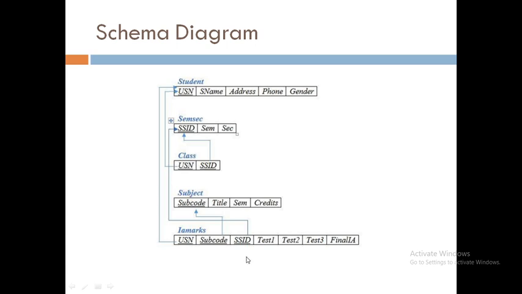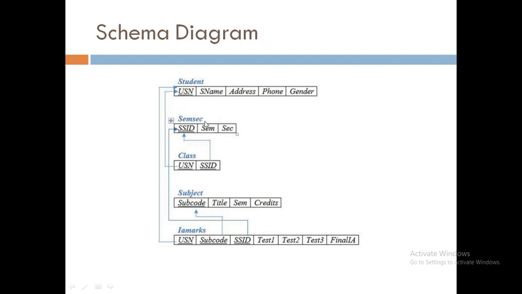Then the schema diagram, here student, SEM section, these are the strong entities and they have their own primary keys here, USN and SSID. And as I said, class is a relationship between these two. That's why you need to include a foreign key. Okay, so USN must refer student relation and SSID refers SEM section. And in IA marks we have USN, subject code and SSID. So USN refers student, subject code refers subject relation, SSID refers SEM section.